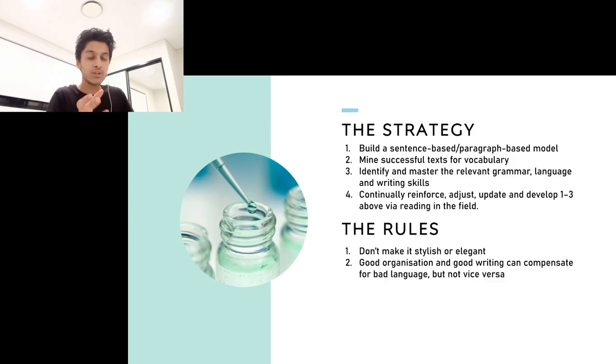Because they will use phrases. Let's say they want to say a gap in the research, like there's a gap in the research. They'll use a specific phrase for that. You can copy paste that phrase. You can probably make a few changes here and there, and that makes you sound authentic. Okay, now the third thing, you want to identify and master the relevant grammar, language, and writing skills.